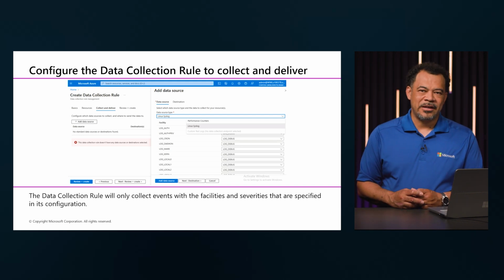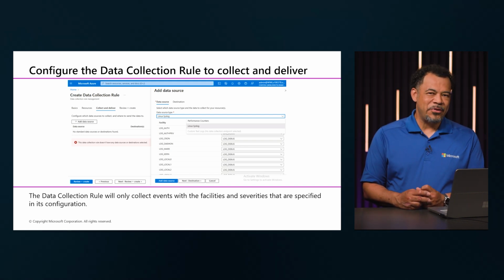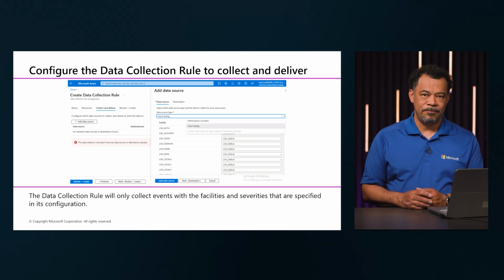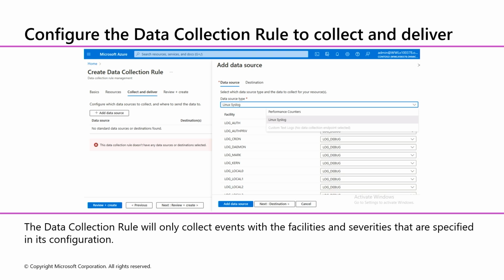So here you see the collect and deliver step. In the Azure portal, what we're doing is configuring a data collection rule. The user is adding a Linux syslog data source and specifying facilities like LOG_AUTH and LOG_CRON with severity set to LOG_DEBUG. The configuration ensures that only events matching these exact parameters will be collected. This targeted approach helps reduce noise and focus on relevant log data for monitoring and analytics.